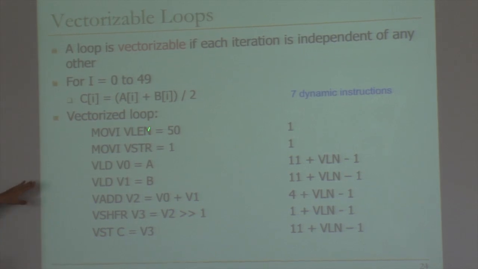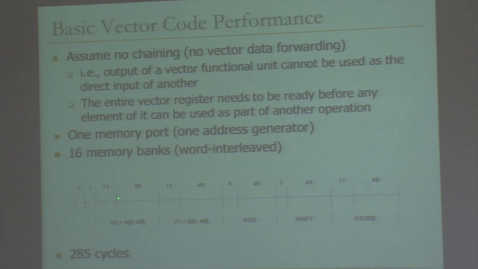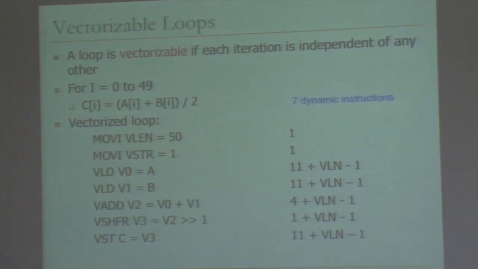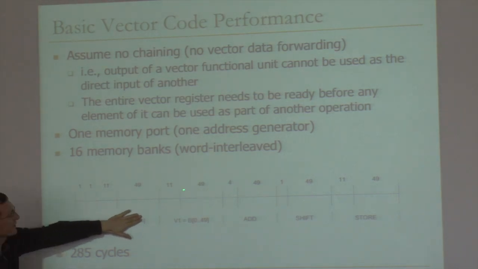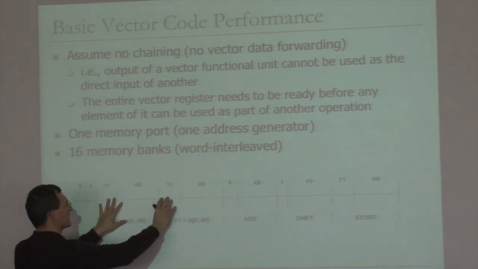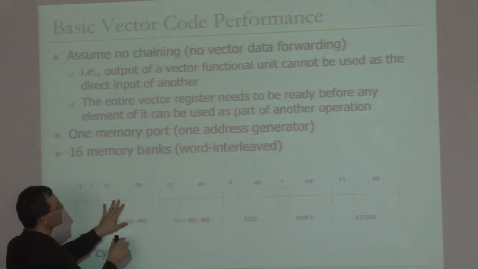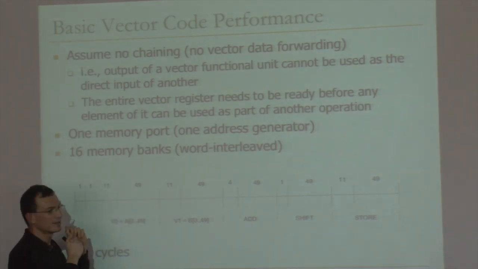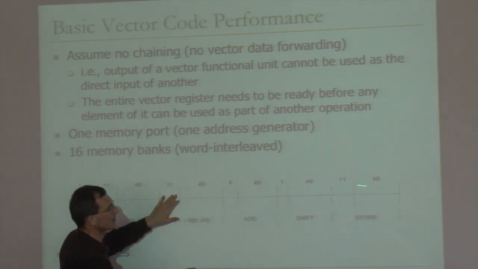So how long does it take to execute all of these operations? Basically, this is the setup operations over here. And then we do the vector load for A into vector 0, it takes 11 plus 49 cycles to do the entire operation, as I just said. You do the second vector load from B to vector 1. Again, it takes 11 plus 49 cycles. And you cannot overlap this, because you have only 1 memory port. And then you do the add, and then you do the shift, and then you do the store, all in a vector manner.